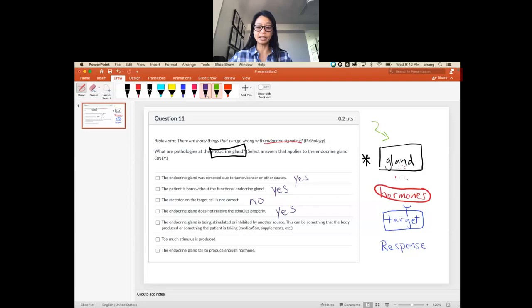The endocrine gland is being stimulated or inhibited by another source. This could be something the body produced or something the patient is taking. That's very likely. Say someone wants more hormones, but the stimulus is not giving enough, or they feel it's not enough. You can have something outside stimulating, such as meds or a supplement to stimulate the gland so you can produce more hormone. That can definitely happen, so this is a yes.